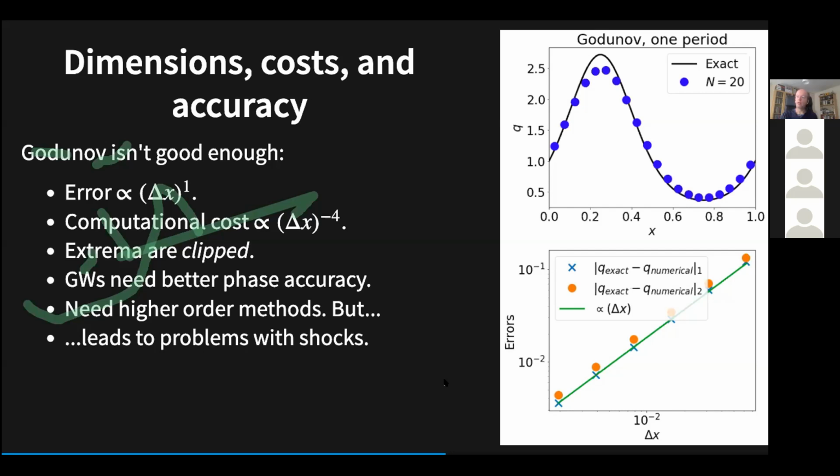But the problem is that tends to cause us problems, and those problems are linked to the shocks.